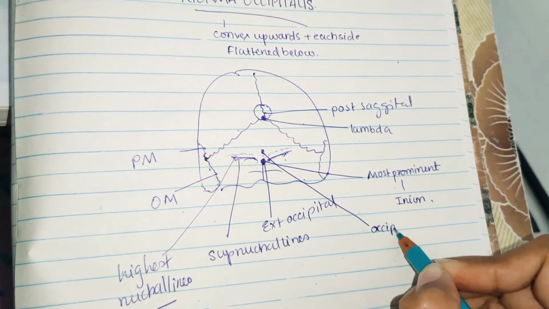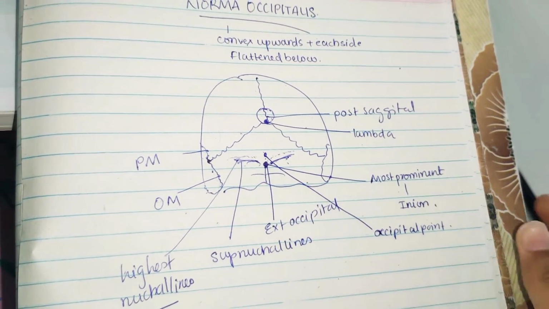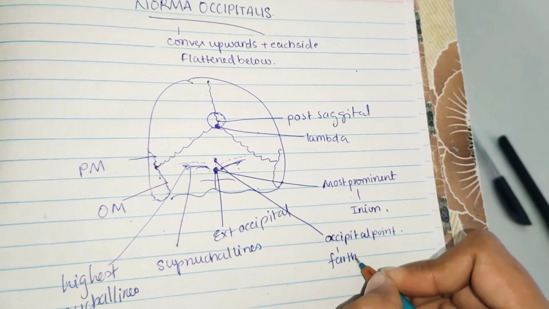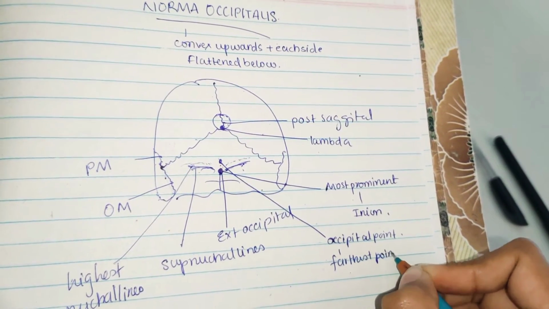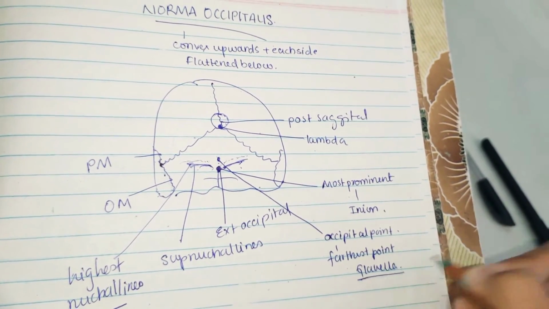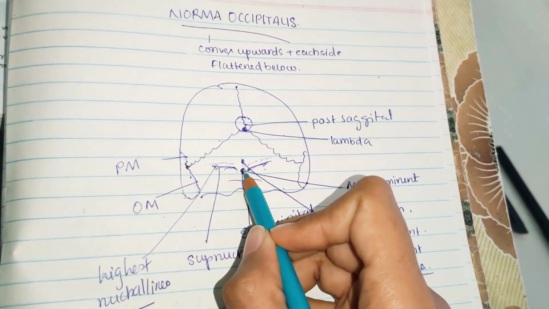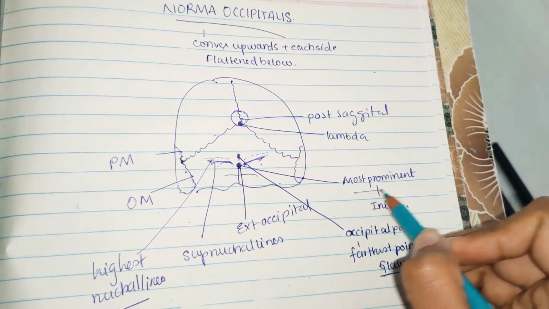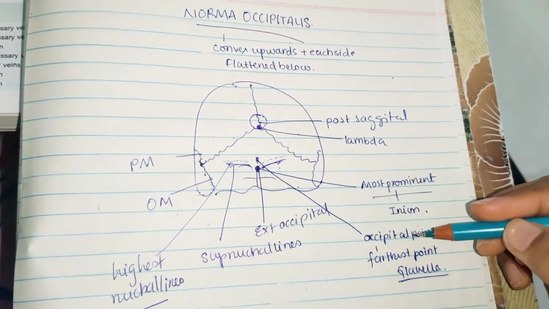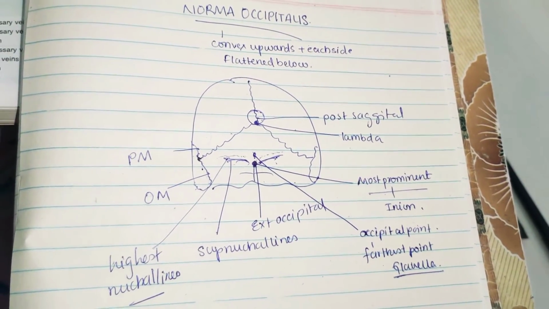And this occipital point is the farthest point from our glabella. So it is the farthest point from glabella. What is glabella? I will show in a Norma frontalis view. So the occipital point, which is just above the inion, is the farthest point from glabella. What is inion? It is the most prominent part of the external occipital protuberance, right? So above the inion you will find the farthest point from the glabella, that is the occipital point.